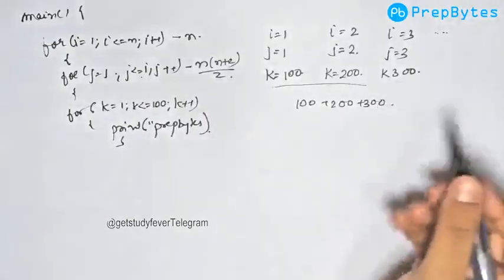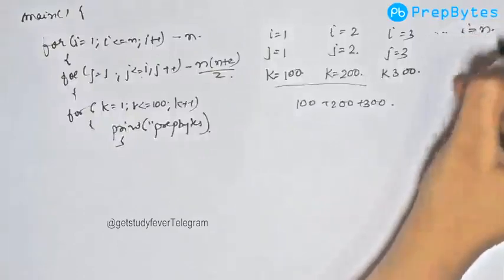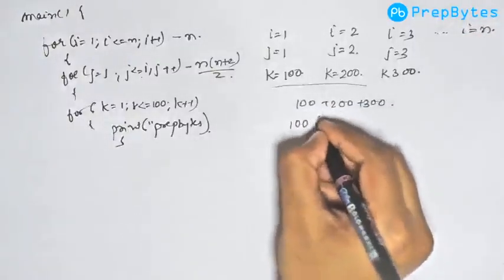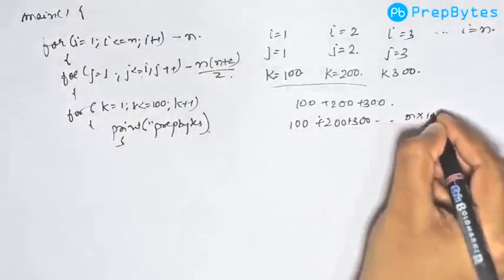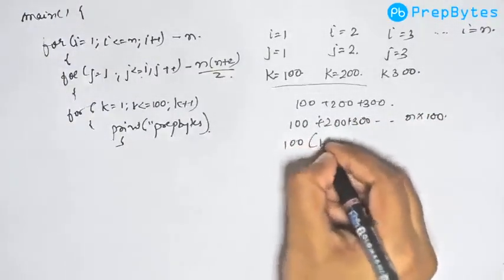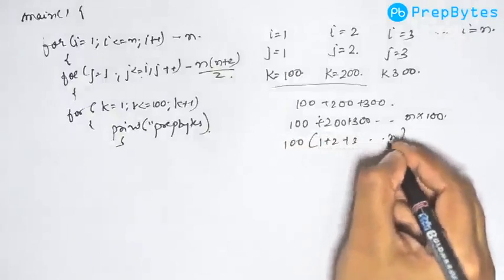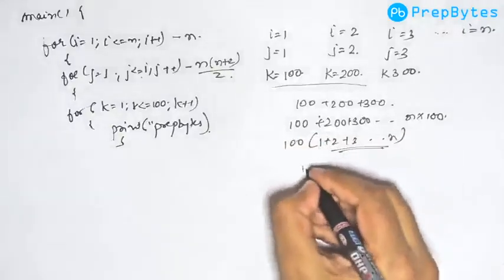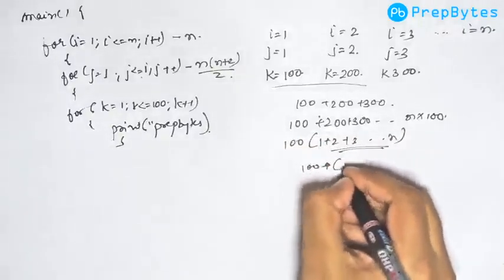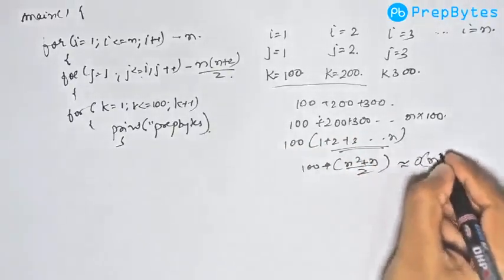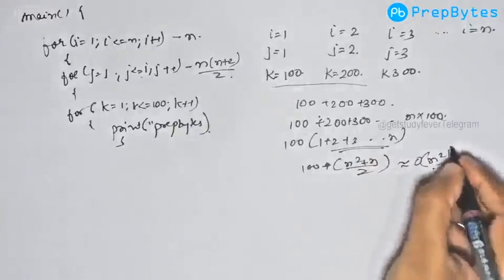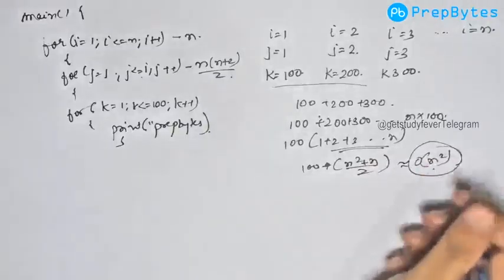Similarly, when we have to do it for i equal to n, we add 100 plus 200 plus 300 till n into 100. Taking 100 in common, we get 1 plus 2 plus 3 till n, and we know that the sum of this is 100 into n square plus n by 2, and this is equivalent to O of n square. So this will have a time complexity of O of n square.